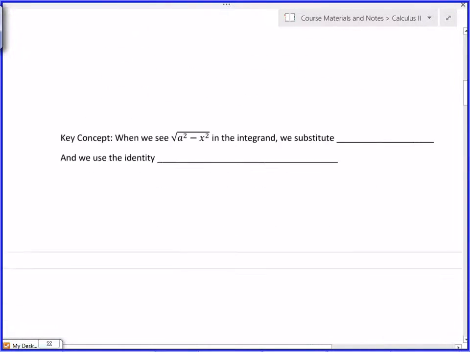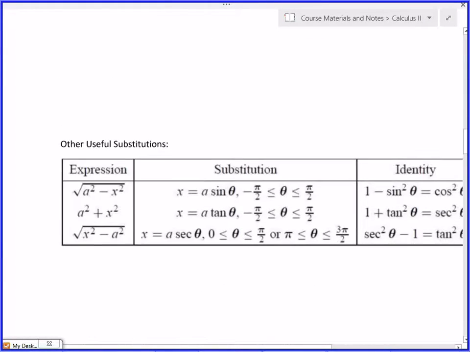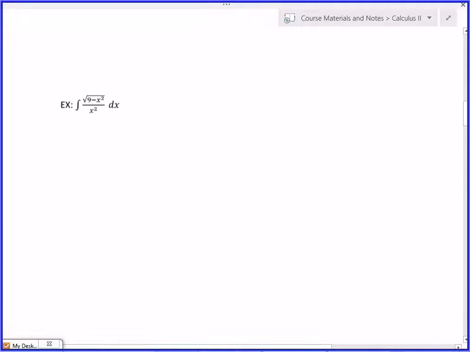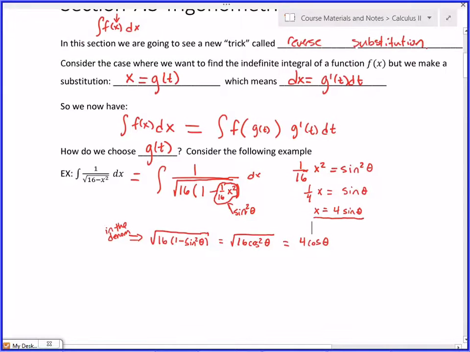What I'm going to tell you later on the next page at the bottom of it is, when you see a square root of something squared minus x squared, a good choice for your substitution is x equals a, whatever the thing being squared is, so the square root of, in our case, 16, sine of theta. So this table right here gives you your best guess, but I've kind of given you a reason why that would work. In our case, I would choose x equals 4 sine of theta, and then that turns the bottom into something very simple.